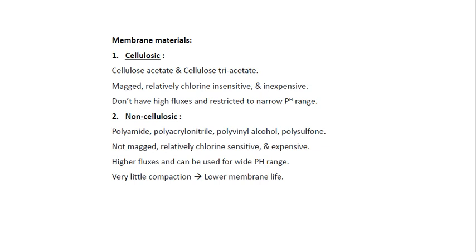Now, membrane materials used in reverse osmosis. There are basically two different types of membranes used in commercially available reverse osmosis. First is the cellulosic membranes, where cellulose acetate or cellulose triacetate are used. I have already explained this type of membrane in the introduction of membrane technology: they have a narrow range of pH and don't have high fluxes, but they have high resistance to chlorine. And the second type of membranes are the polyamide membranes.